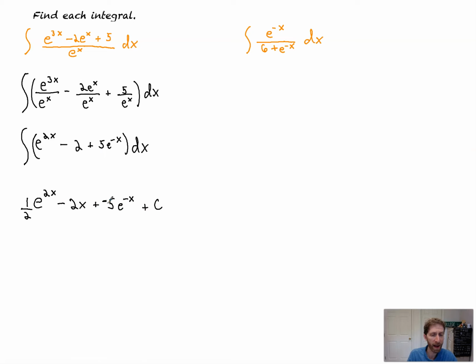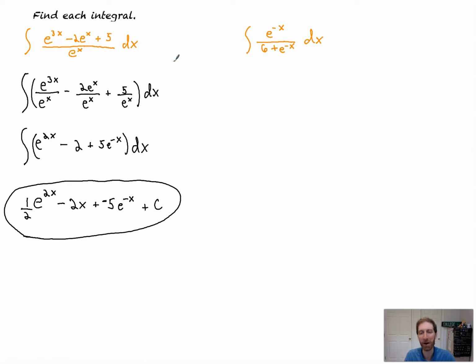Now you could write that as minus 5e to the minus x. I'm just going to leave it like that. Not bad, right? Not bad at all. Okay, this one, what do we do? Well, I let u equal the denominator because its derivative is going to involve e to the minus x.